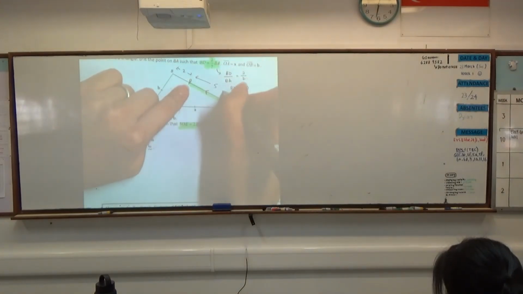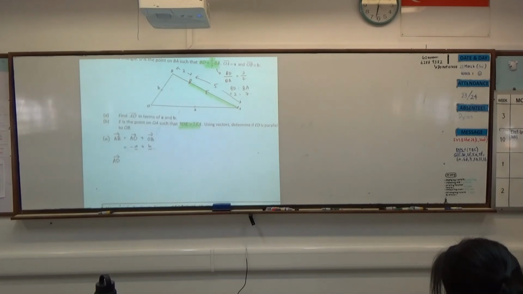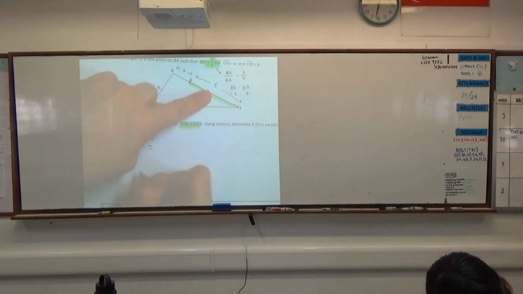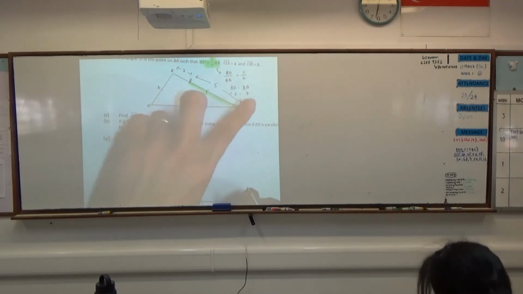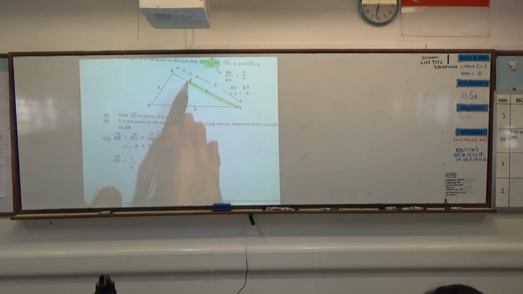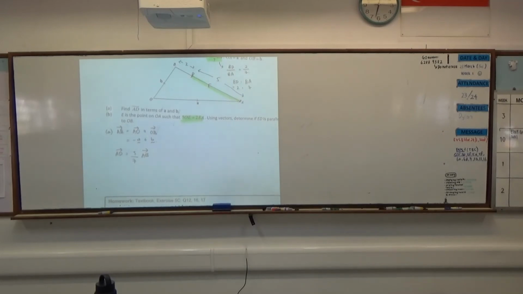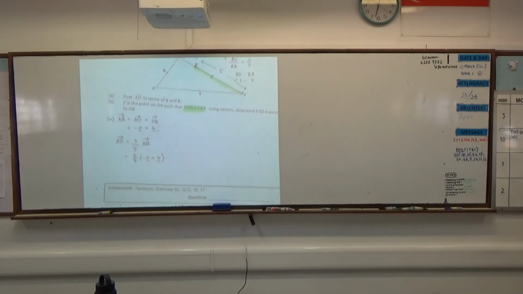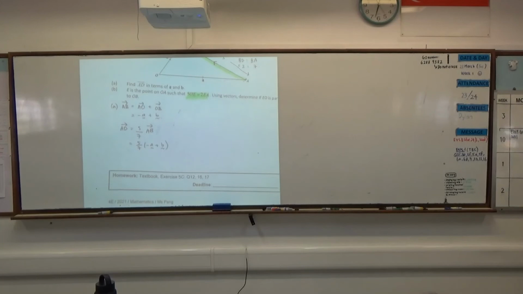So that totals 7 units, right? So AD is 5 units out of a total of 7 of your A to B. You must make sure the direction remains the same. We're looking at A to D, it must be A to B. So AD equals 5/7 AB. And AB we have already found. So we have 5/7 times negative A plus B. You could leave it in this manner, or you can expand it, that is fine as well.